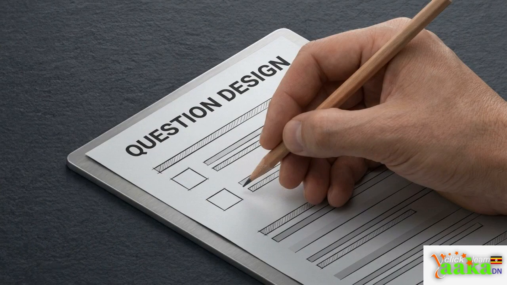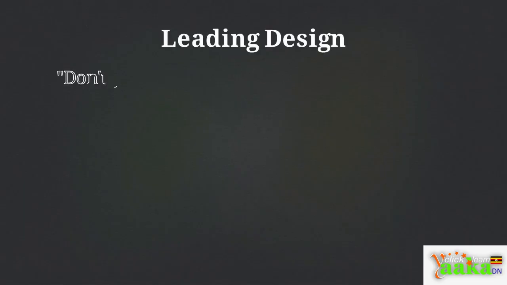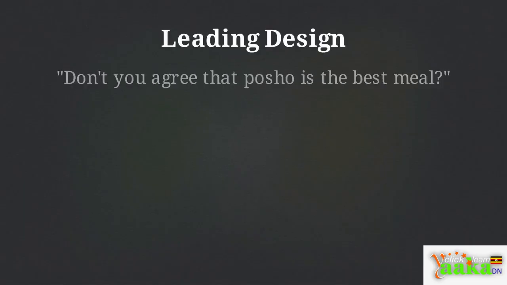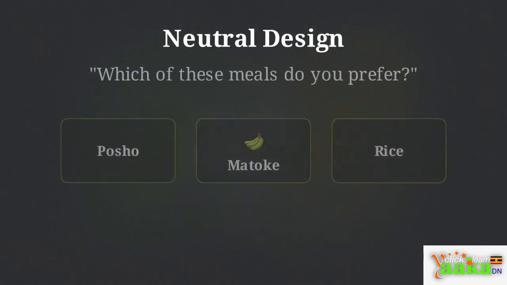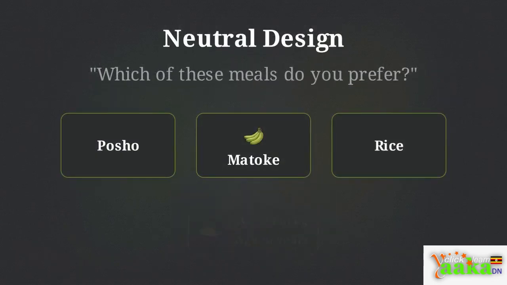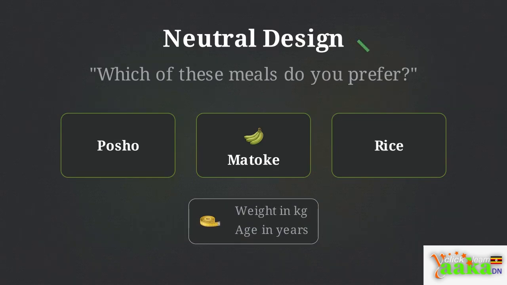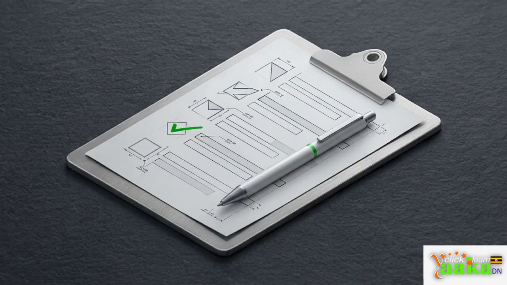Collection also requires careful human design. The way a question is phrased can accidentally force a biased answer. A leading question, like, "Don't you agree that pasho is the best meal?" pushes for a yes. A neutral question asks, "Which of these meals do you prefer?" and uses clear units like kilograms or years. The accuracy of your final results depends on the elimination of bias during this initial collection phase.